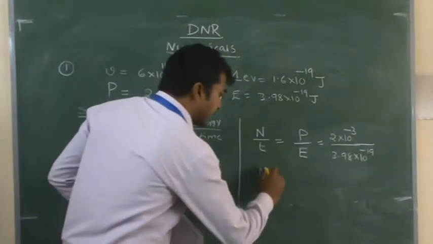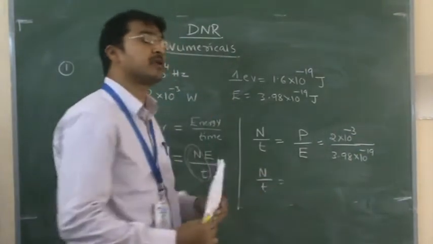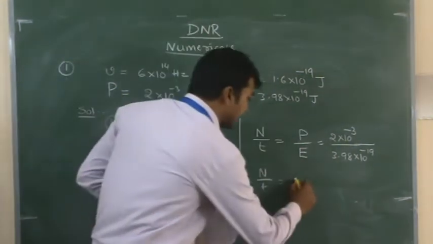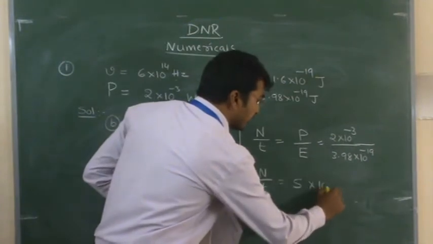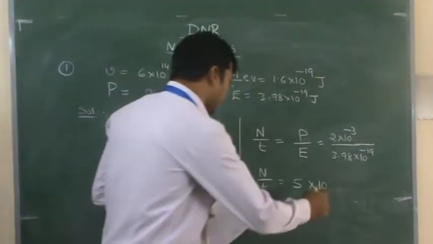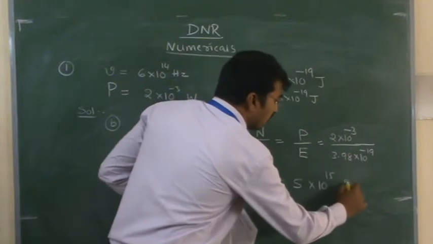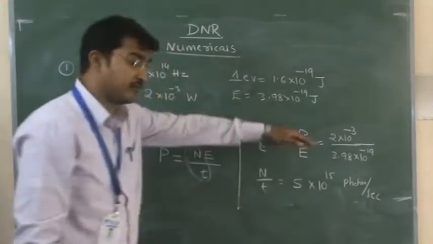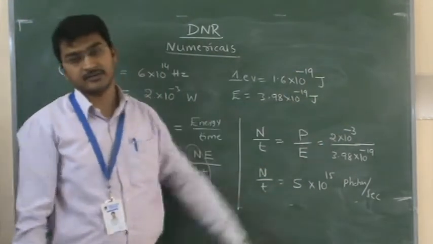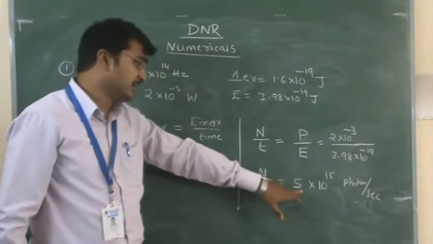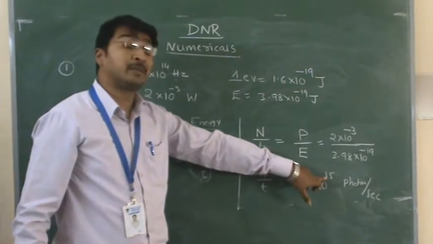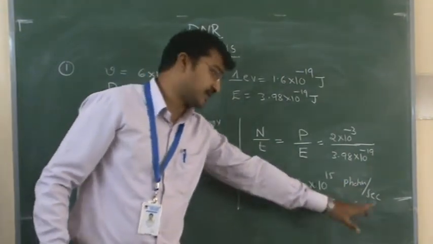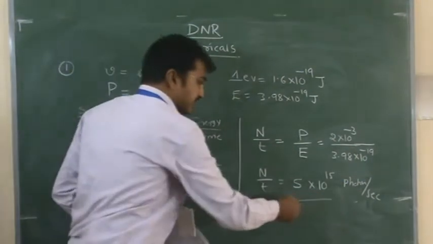Then N by T value, so number of photons per every second. If you calculate it, you will get 5 into 10 to the power of 15 photons per second. Substitute the value, you can calculate this with the calculator. Just you will get 5 into 10 to the power of plus 15 photons per every second. This is the answer. Make a note of it.